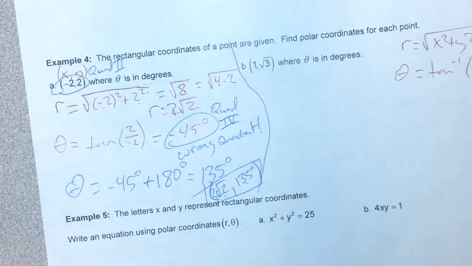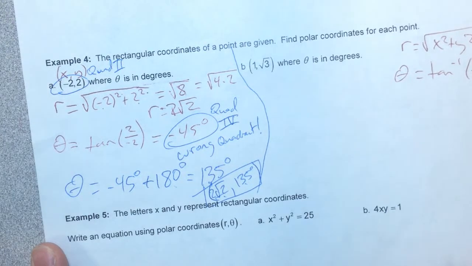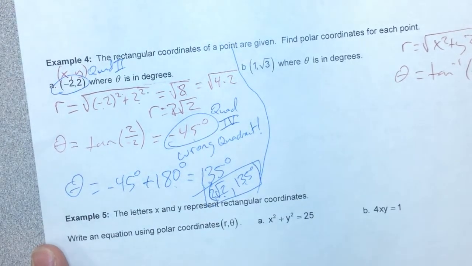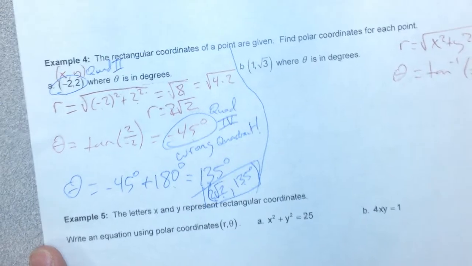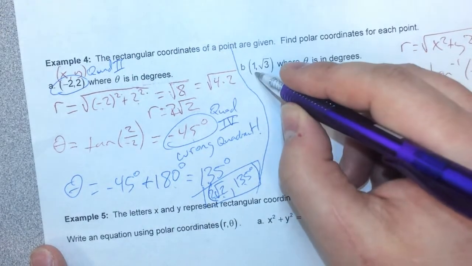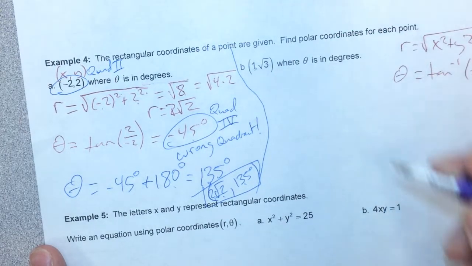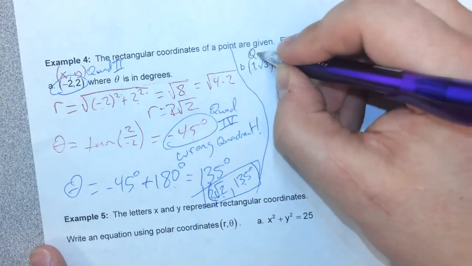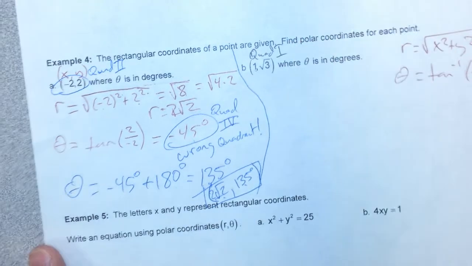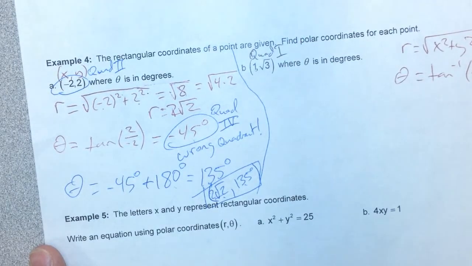Okay? So the 180 is what you do after you add it to our result from tangent. And you're always going to do that? Not necessarily. If you end up in the right quadrant, then you won't. So like this one right here, what quadrant would 1, root 3 be in? They're both positive, so it's quadrant 1. We'll deal with that in a second.